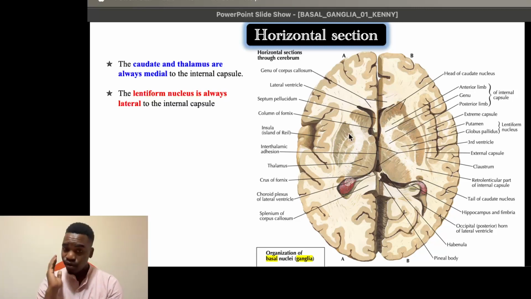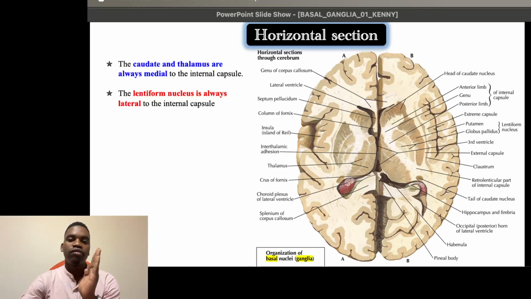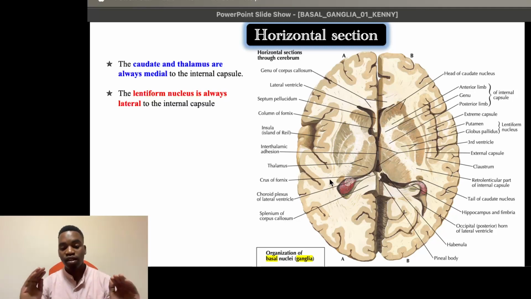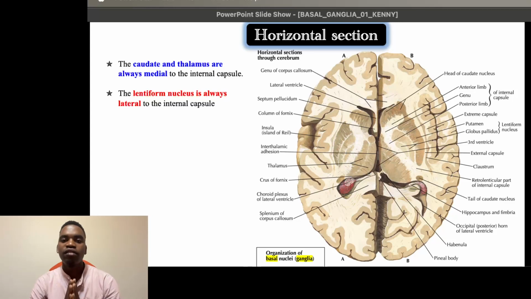But one of the most important things that you cannot forget is that the caudate nucleus and the thalamus are always medial to the fibers of the internal capsule. So this is the internal capsule, and the thalamus and the caudate nucleus are always medial to the fibers of the internal capsule. On the other hand, the putamen and globus pallidus, together we call them the lentiform nucleus, are always lateral to the fibers of the internal capsule. This one you cannot forget.